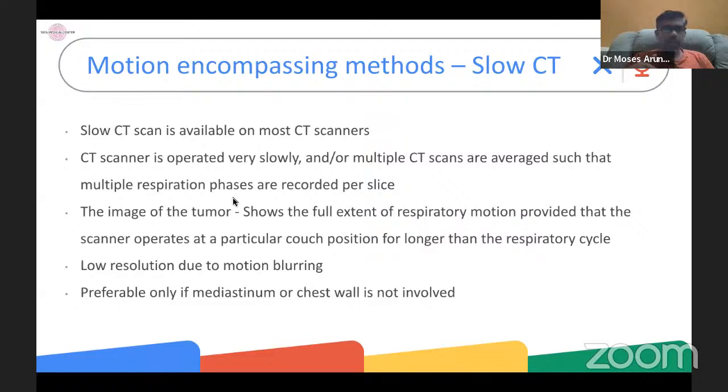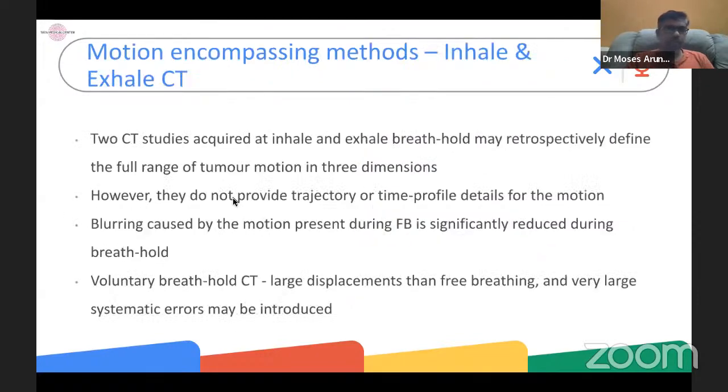Because the tumor is moving as the images are being acquired, there is less resolution available in a slow CT scan. These are also not ideal images when the tumor is located nearer to the chest wall or to the mediastinum, where there will be a loss of contrast and an inability to differentiate between where the tumor ends and where the normal structure starts.